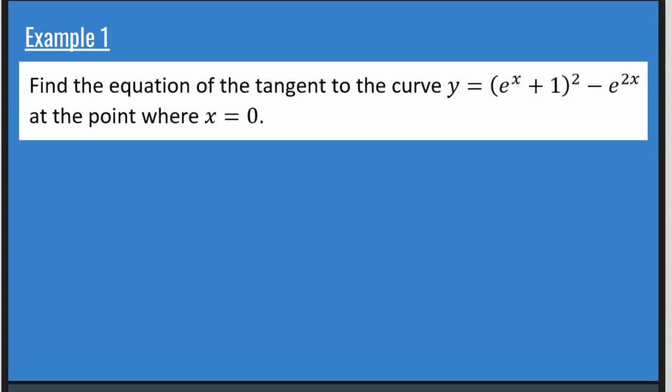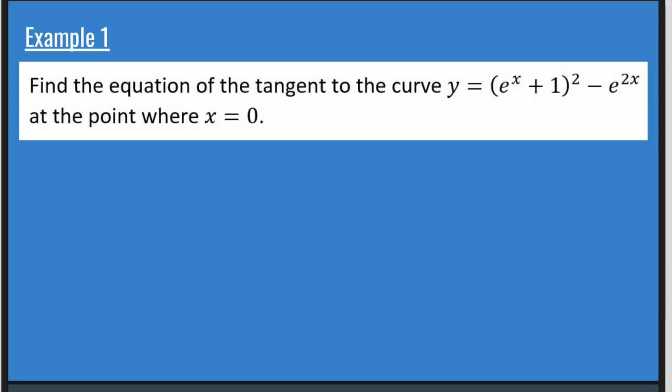Okay, I'll pause the video here and jot example 1 down. We're going to find the equation of the tangent to the curve this, where the point x equals 0. So jot this down, pause it now, and then we'll go through it together. Okay, so the best option now is to watch me do it, and then you have a go.